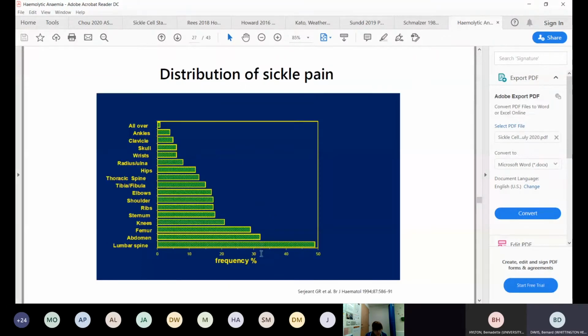Again, this is a graph showing the distribution of the pain. The lumbar spine here seems to be quite a common site, but any bone in the body can be affected. And interestingly also, abdominal pain tends to be a common feature of vaso-occlusive crises. I'll say always be careful about a sickle cell patient with severe abdominal pain. Many times it's caused by sickling itself and should be distinguished from a surgical abdomen.